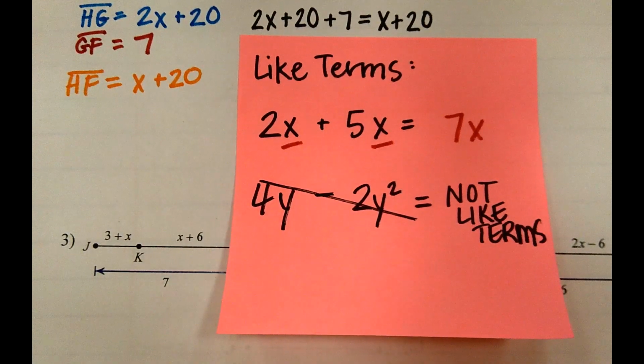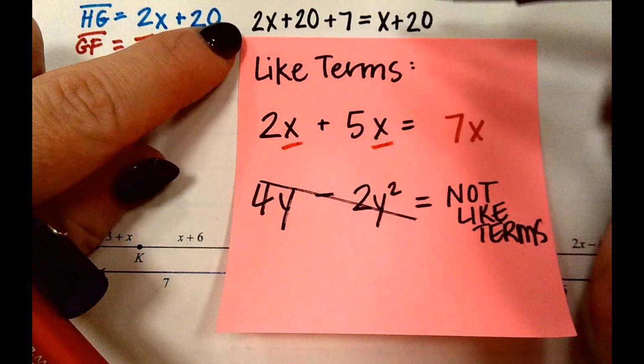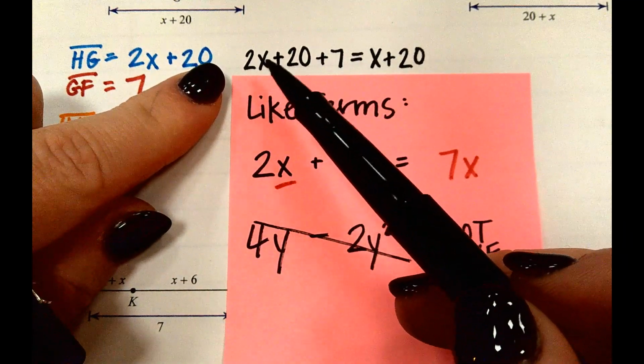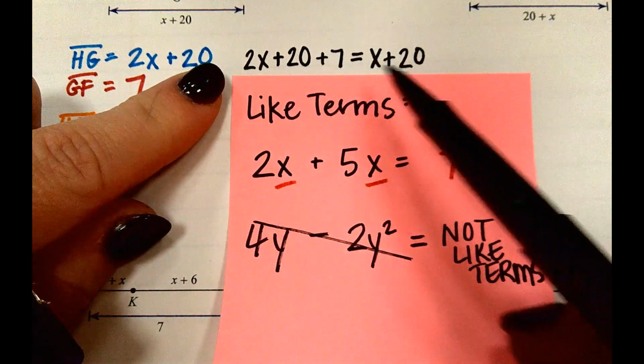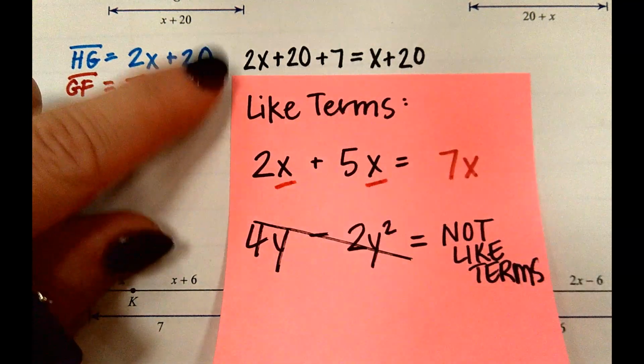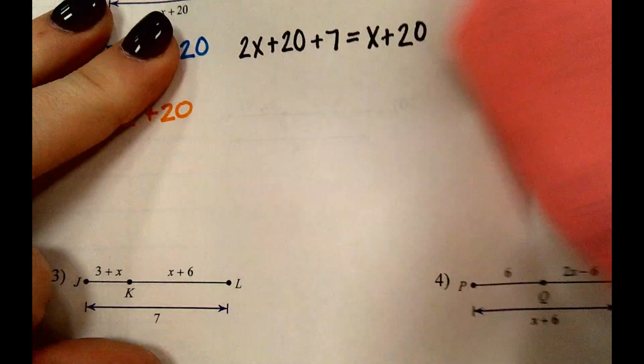Okay, so whenever we say we're combining like terms in an equation, we're looking to see, for example, I have 2x. Do I have any more terms with x? I do, right here. So we're going to put those together. We need to get all the x's together on the same side. So I'm going to move that over.